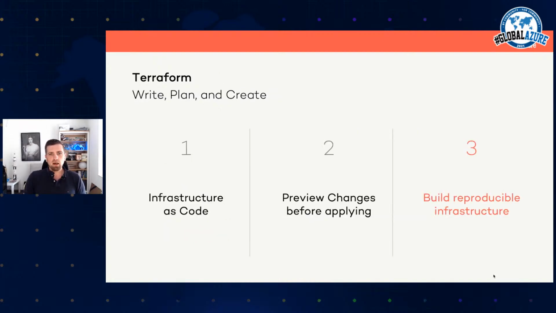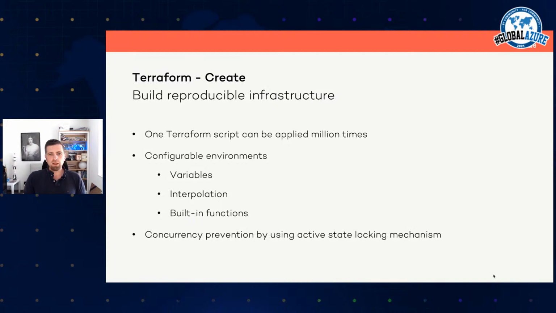Third is the create term. So that means we have one Terraform script and we can apply it 1,000,000 times, right? Maybe we have a slightly different context. Maybe we target one Azure subscription today, another one tomorrow, or maybe we have slightly different variables that we take into consideration to spin up, let's say, one environment with a suffix of dev, one with staging, and one with production. And boom, there you go. You have 3 environments up and running in no time.